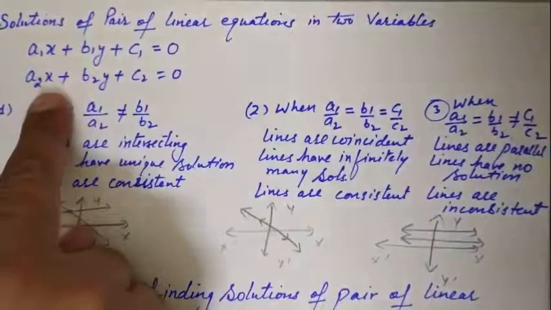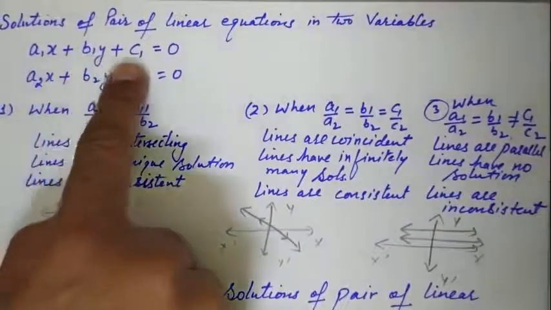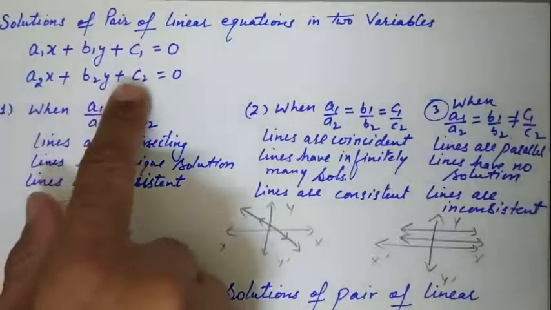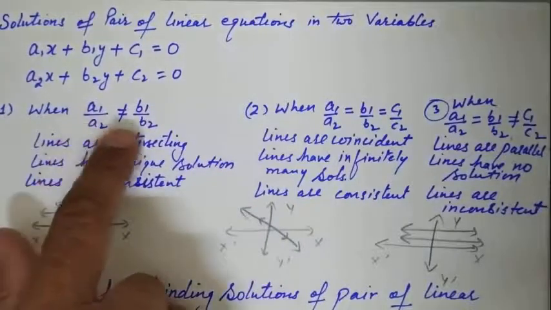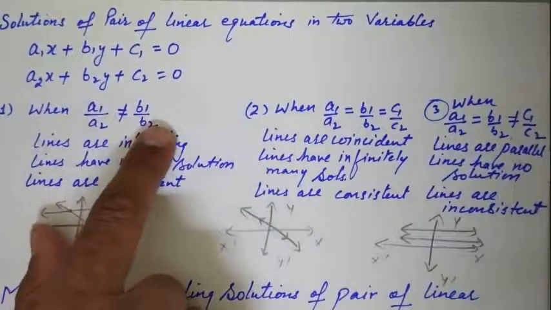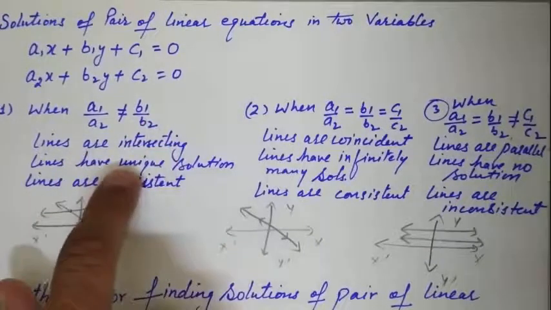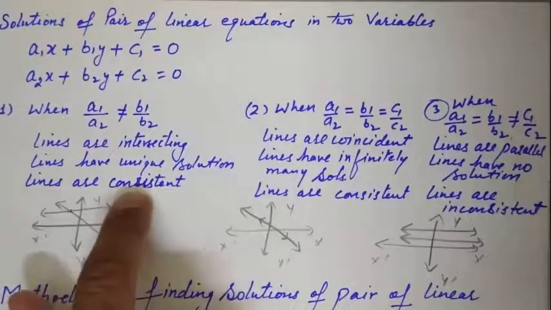This is the general form of a pair of linear equations in two variables: a1x plus b1y plus c1 is equal to 0, a2x plus b2y plus c2 is equal to 0. Here, when a1 over a2 does not equal b1 over b2, this pair of lines is intersecting and has a unique solution. This is called a consistent pair of linear equations.